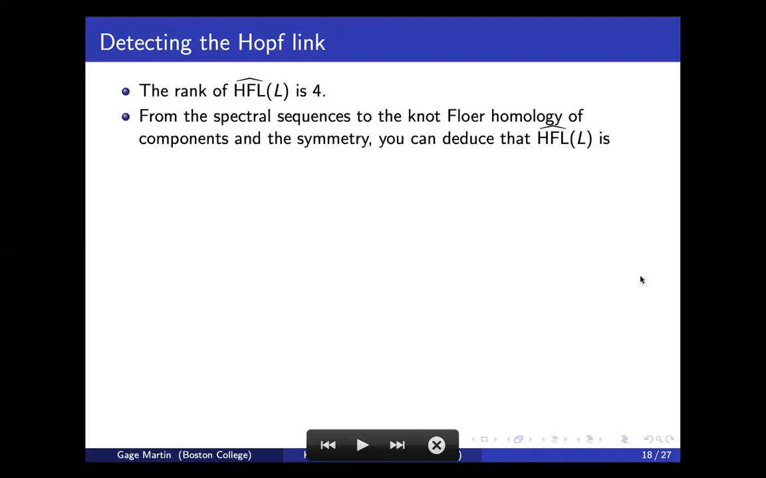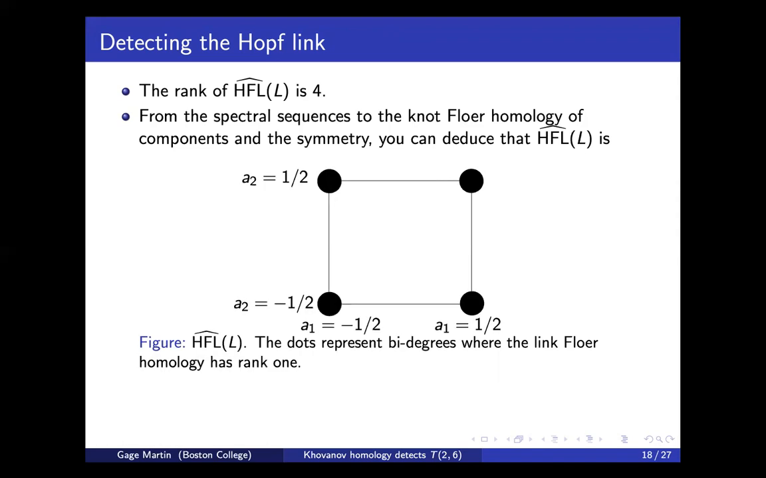And then from the fact that we have these spectral sequences to the knot Floer homologies of either component of our link, and additionally, the symmetry that we know link Floer homology has to have, you can actually deduce that this is what the link Floer homology of L looks like in Alexander gradings associated to the two components of your link. So it's rank 4 and it's supported in these 4 Alexander bigradings.